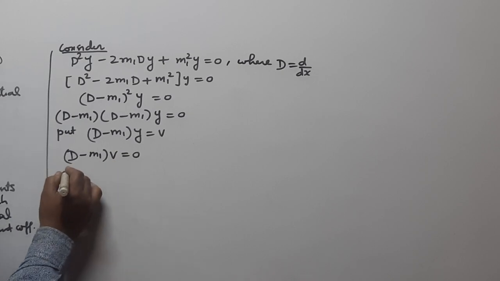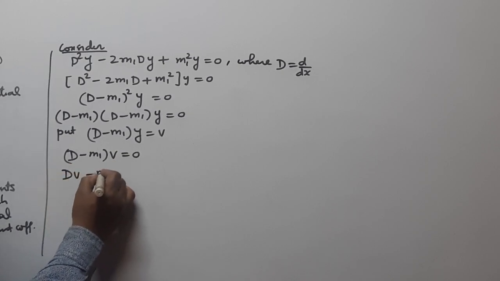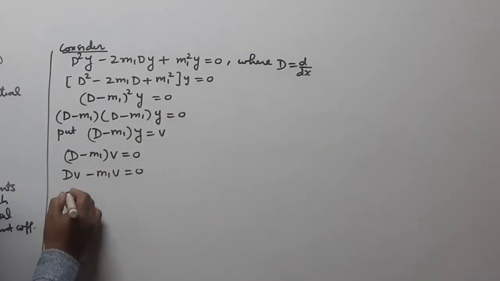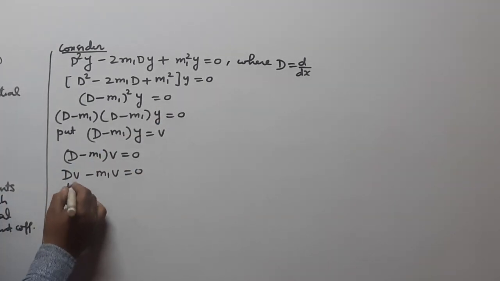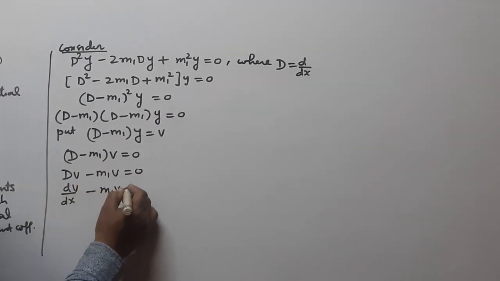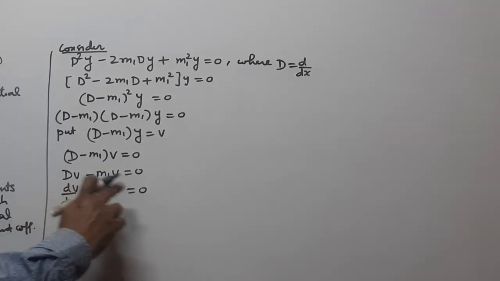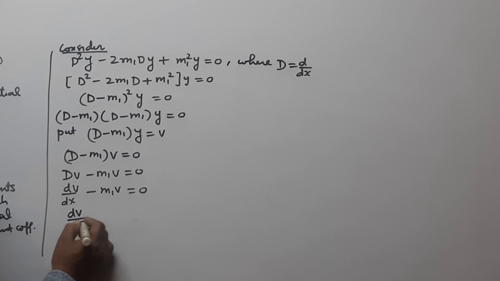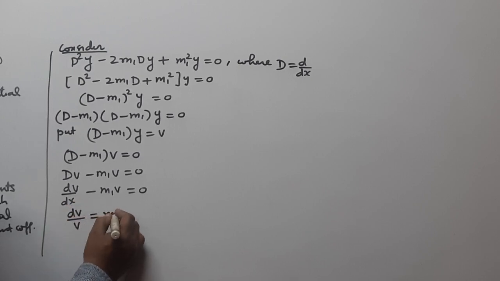Now this can be written as (D - m1)v = 0, and D is d by dx, so this is dv by dx minus m1 v is equal to 0. We can see here this is a first degree differential equation. So using the variable separable method, this can be written as dv upon v is equal to m1 times dx.